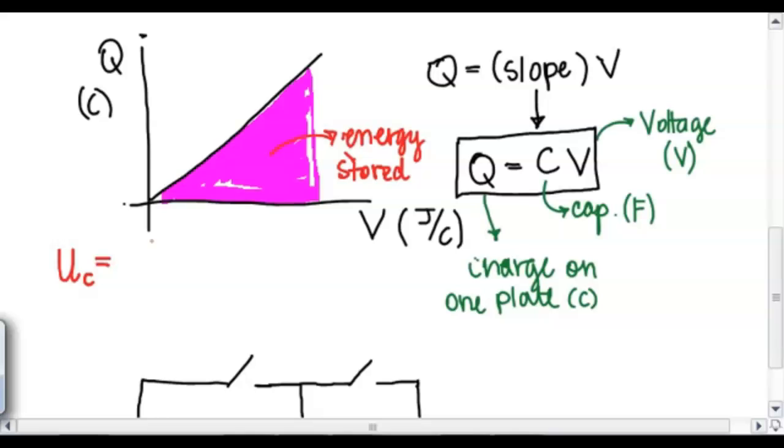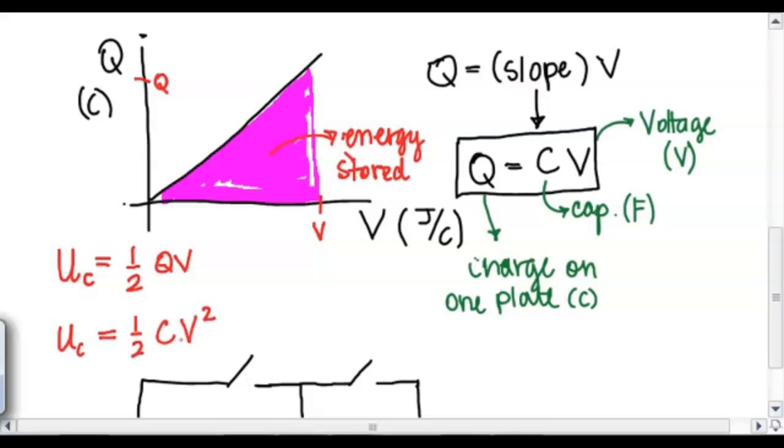And how can I find the area under this triangle? If this is our voltage V and this is at some charge Q, it's 1/2 VQ. Usually you'll see it as Q times V because it's like alphabetical order or something. Now wait a minute, what does Q also equal? CV. Oh, so it would be really handy for us to make a substitution. So 1/2 CV times V, so 1/2 CV squared.